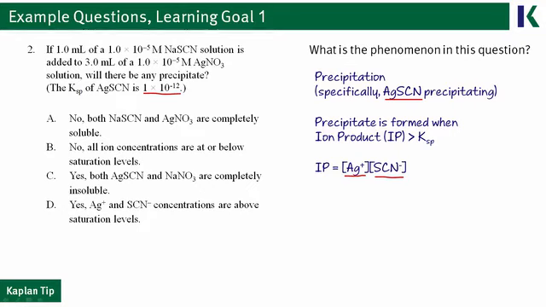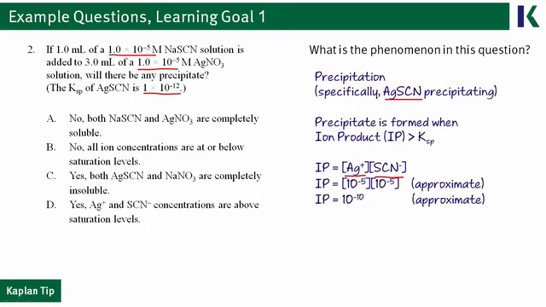Because we're already given 2 concentrations of these solutions. The sodium thiocyanate solution is 1.0 times 10 to the negative 5th, and the silver nitrate solution is 1.0 times 10 to the negative 5th. That means if we're mixing them together in anywhere near equal proportions, the ion product is probably something like 10 to the negative 5th times 10 to the negative 5th, which means in total it's 10 to the negative 10th, give or take. If you compare this number to the KSP given in the question stem, it is clearly greater. 10 to the negative 10th is 100 times greater than 10 to the negative 12th.